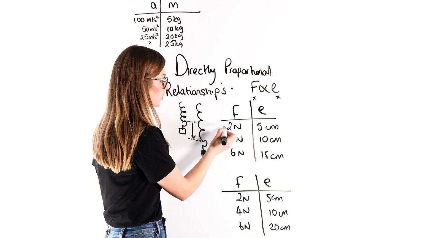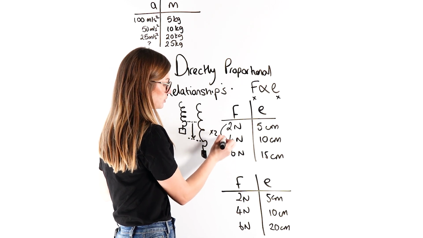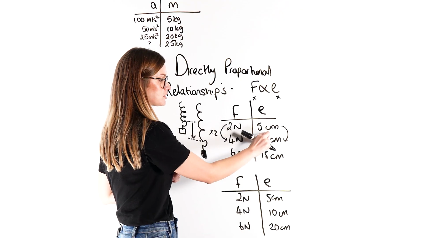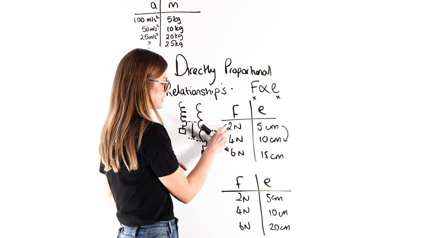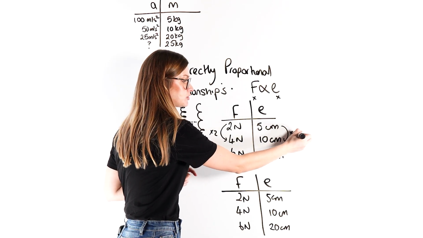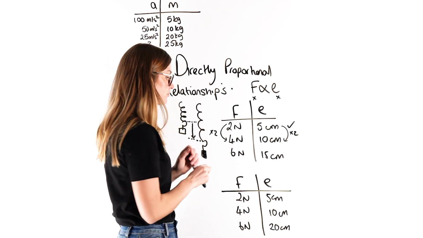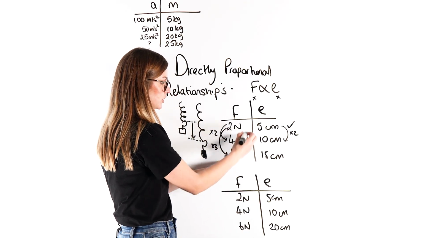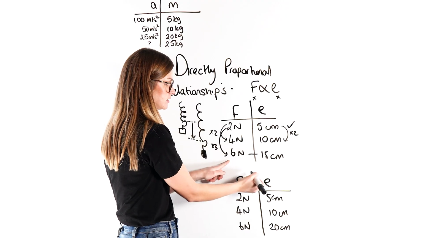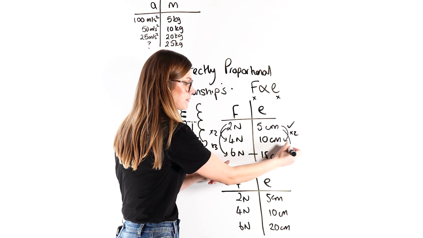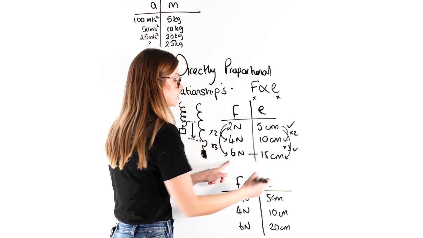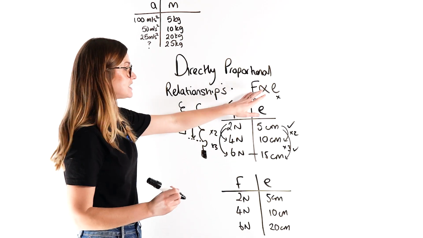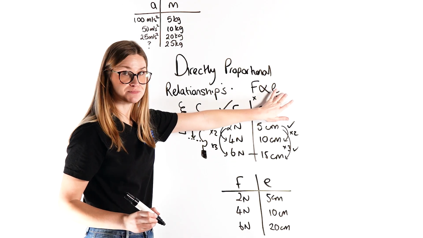So we can test that. 4 to 2 means we multiplied by 2. So I see, did the extension get multiplied? So look, when it was 2 newtons, it was 5. When it was 4, it was 10. This side got multiplied by 2. That side got multiplied by 2. So tick. And we check again. When the 2 got multiplied by 3 to give us 6, the 2 was 5, the 6 is 15. So the 5 got multiplied by 3 to give me 15. Tick. So clearly this one here is a directly proportional relationship. The force is directly proportional to the extension.